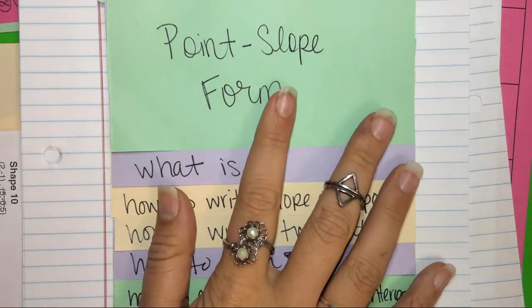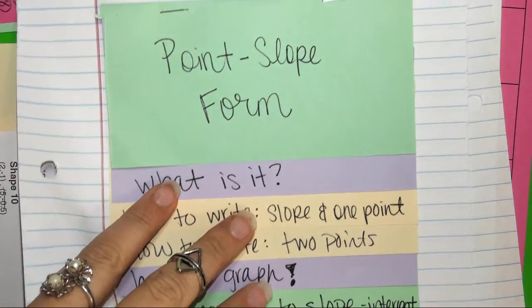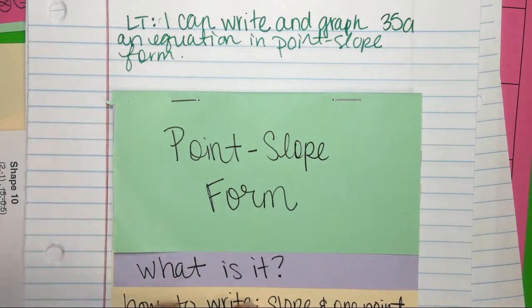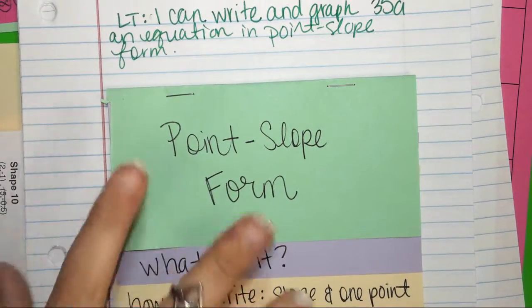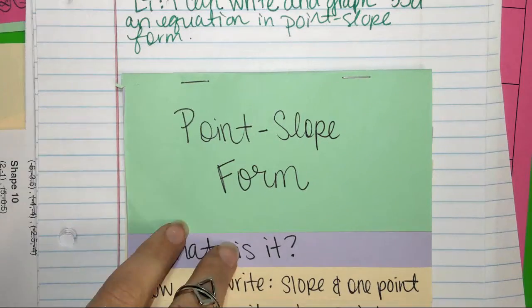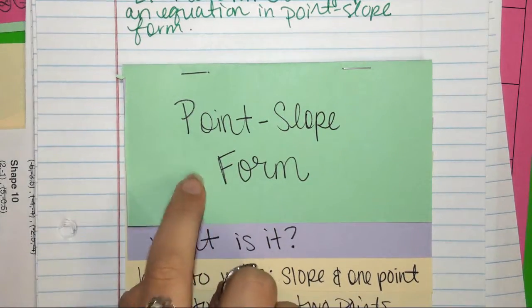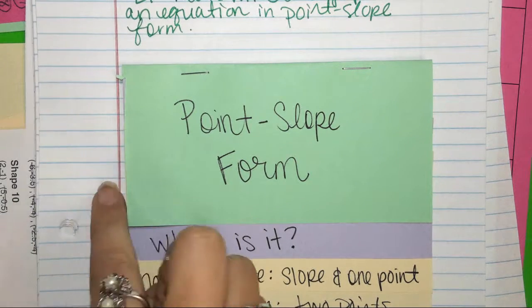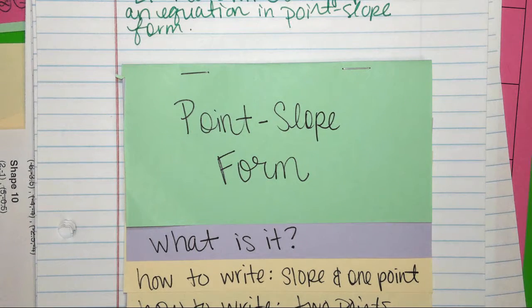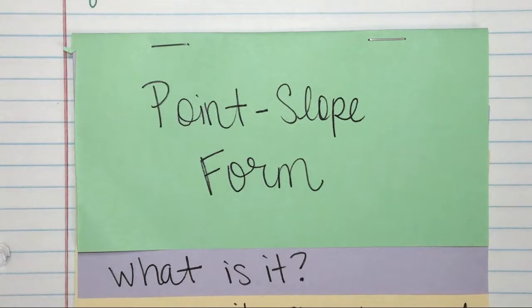Alright, so today we are going to learn about point slope form. There are two different, well, really there are three, but there are two different ways we've learned this week on how to write a linear equation. The first one was slope-intercept, and you use that when I give you the slope and y-intercept. This is called point slope form. You use it when I give you a point and a slope.